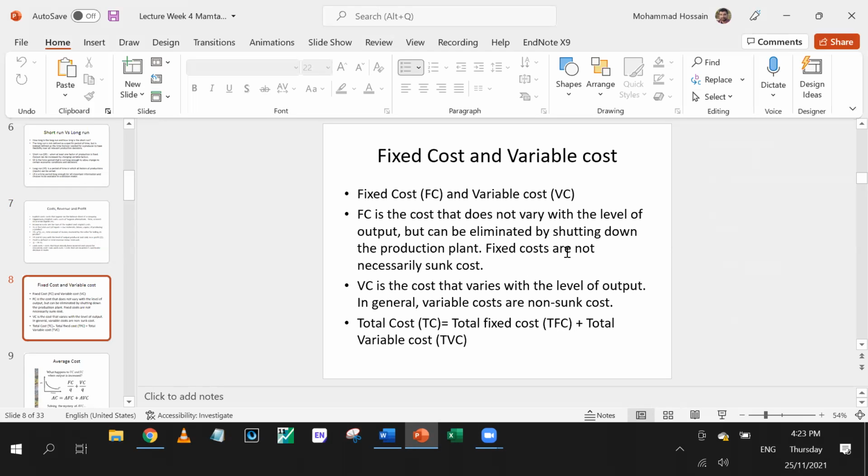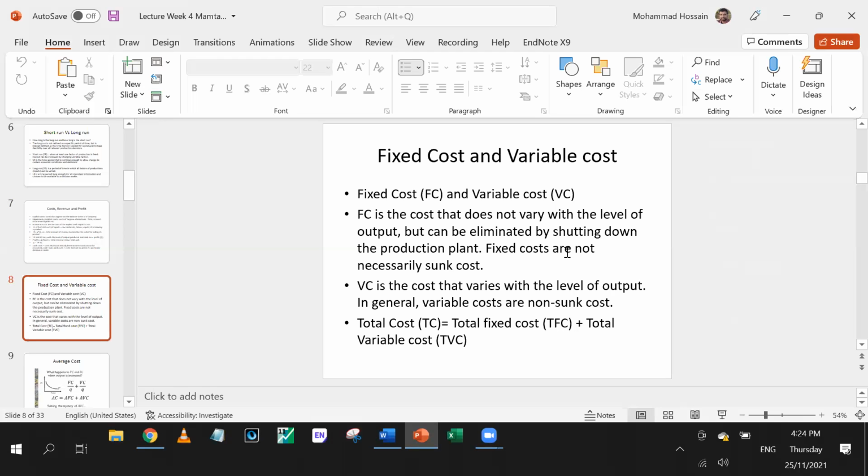Costs which are not related to the volume of output are known as fixed cost. Fixed cost is the cost that does not vary with the level of output. Let's say you produce 10,000 items, and then you reduce your production to 5,000. Doesn't matter, your fixed cost will not change. If you increase or decrease the production, your fixed cost is not going to change. Fixed cost will remain fixed regardless of your production volume.